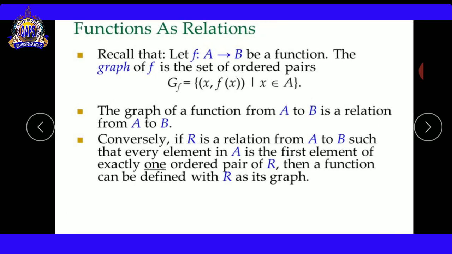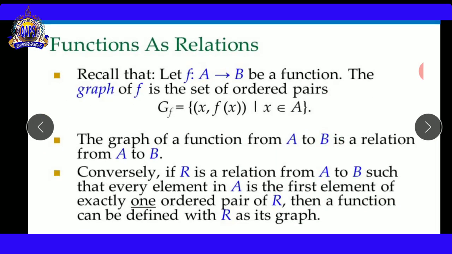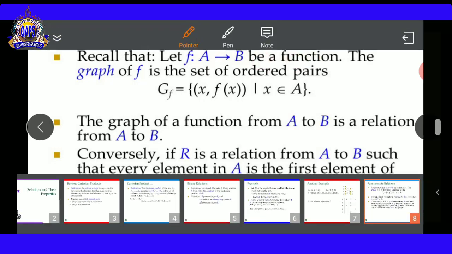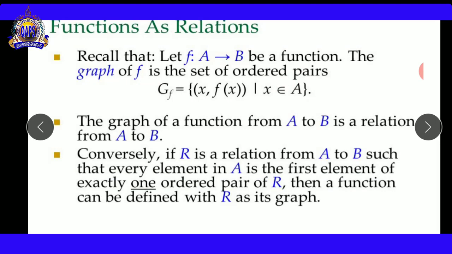A function is a relation. Now see here, the main topic: functions as relations. Recall that let f from A to B be a function. The graph of a function is a set of ordered pairs. But there is a big difference between both sets of ordered pairs. The graph of a function from A to B is a relation from A to B. There is a very important point: every function is a relation, but not every relation is a function. Sometimes a relation is a function, but we cannot say that every relation is a function.